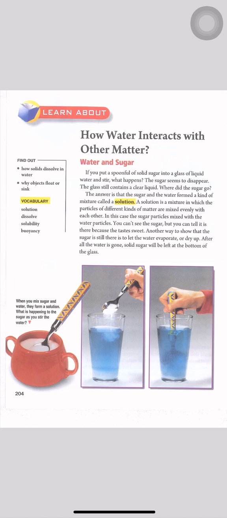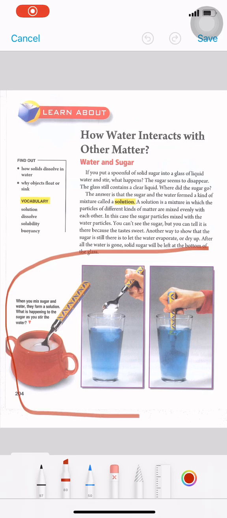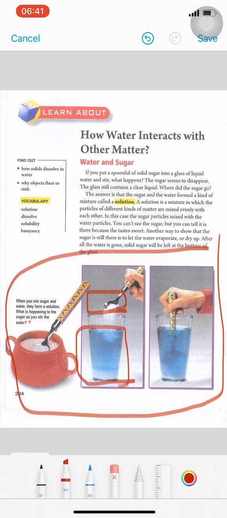Today we will learn about how water interacts with other matter. Look at this picture. We have water and we have sugar, and both of them are matters. As you know, water is liquid and sugar is solid. When you put sugar into the water and stir the water, sugar particles mix with the water particles. So a mixture is formed and it's called a solution.